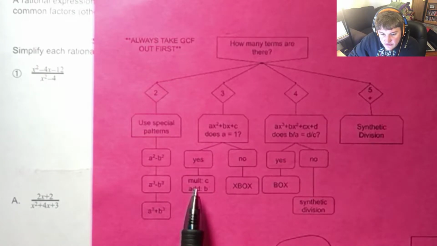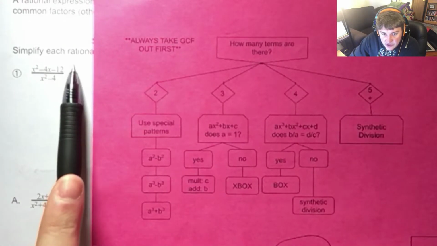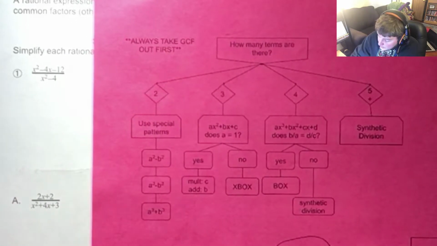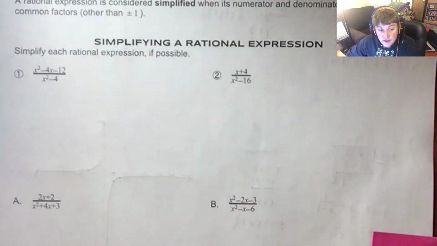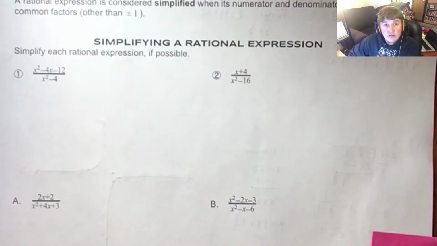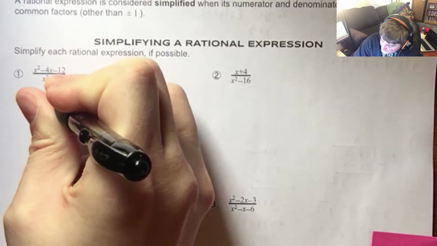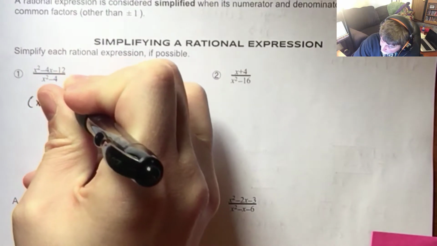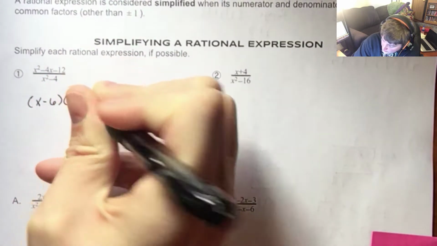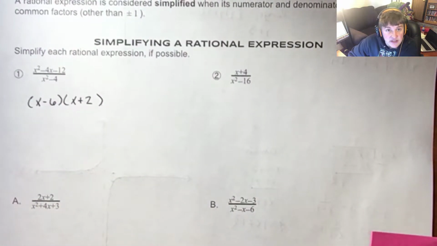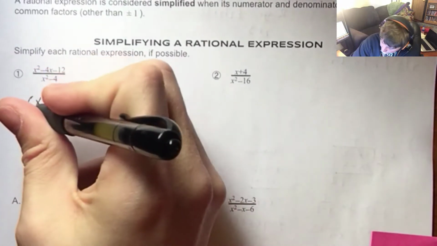So we're just looking for values that multiply to the c value, negative 12, and add to the b value, negative 4. So what I want you all to do right now is take a moment and think about what numbers multiply to negative 12 and add to negative 4. Okay, so hopefully you came to the realization that that is negative 6 and positive 2. So x squared minus 4x minus 12 factors into x minus 6 times x plus 2.